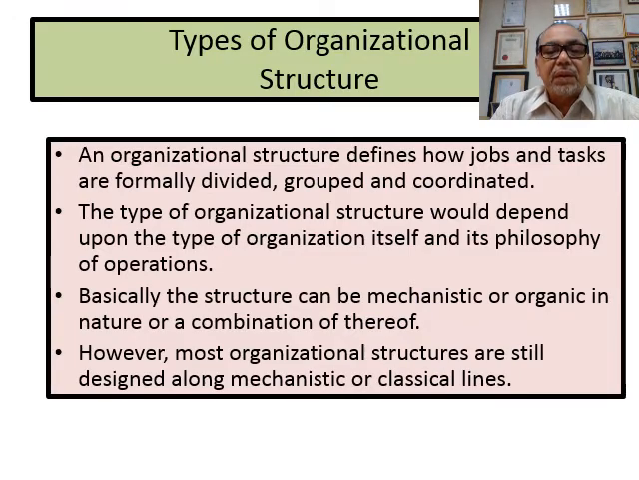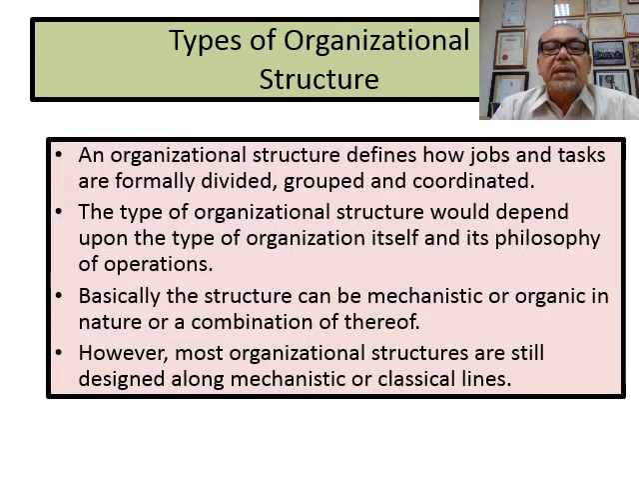Types of organization structure. The organization structure depends on how jobs and tasks are formally divided, grouped and coordinated. We did explain just now early on. The type of organization structure would depend upon the type of organization itself and its philosophy and operation. Different company, different organization, they have different philosophy and different type of operation. It all depends. There's no one-fit rule that each organization will follow. So it depends on what you produce, and what your philosophy is.